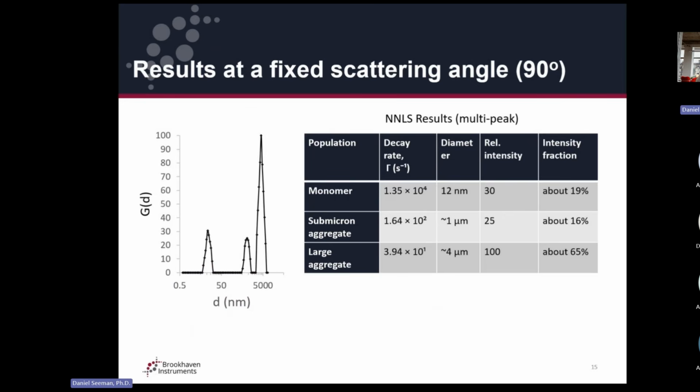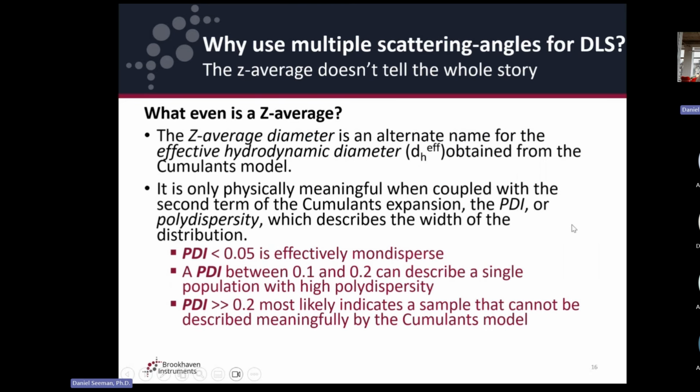As we saw before, we're able to reliably pick out a monomer peak. We're not really able to reliably characterize the aggregate peak other than simply knowing it's there.